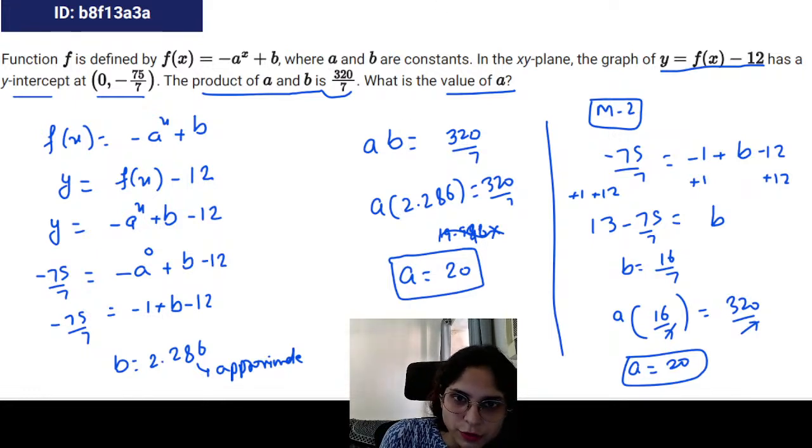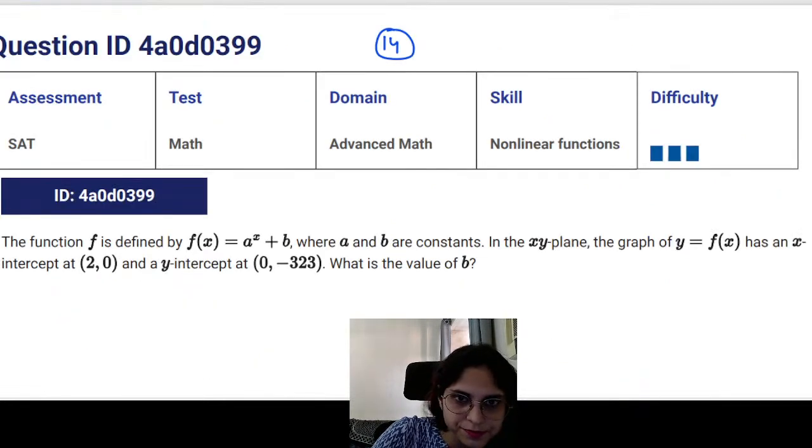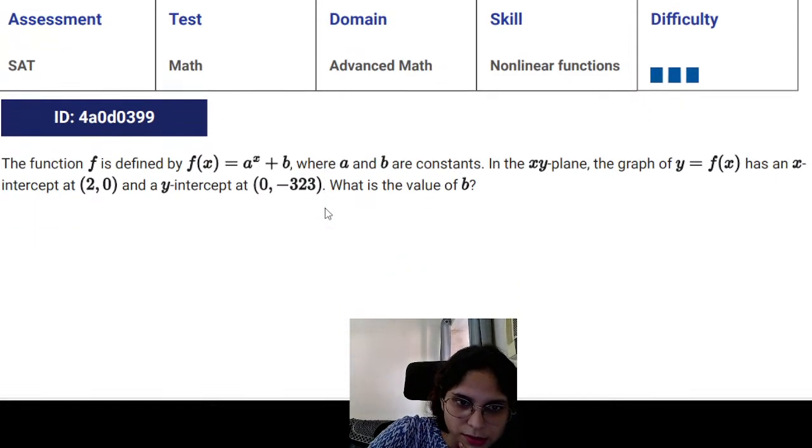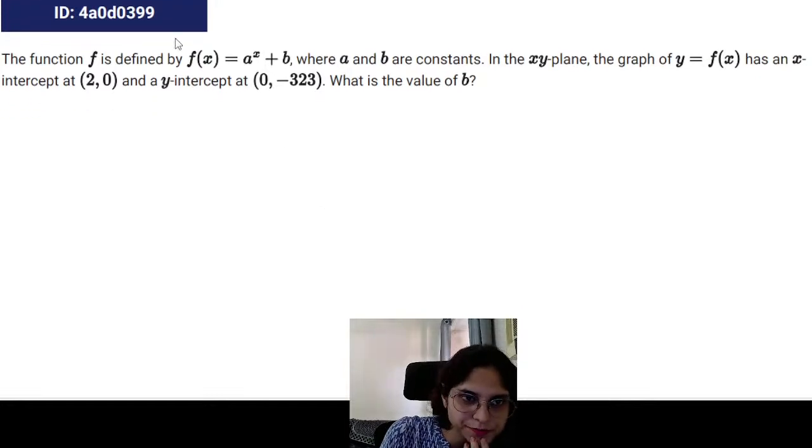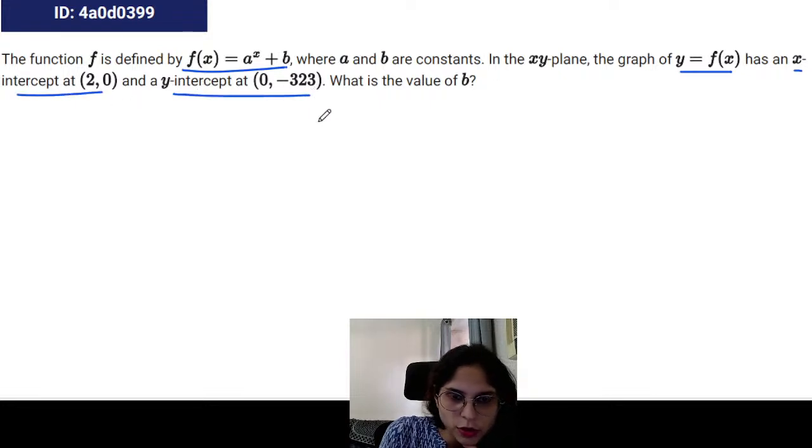Next one is question number 14, on page number 15. Again, not the exact same question, but the same kind of question. So over here, f of x is a to the power x plus b. y is equal to f of x, so it's just f of x. The x-intercept is at (2, 0). The y-intercept is (0, negative 323). What is the value of b?